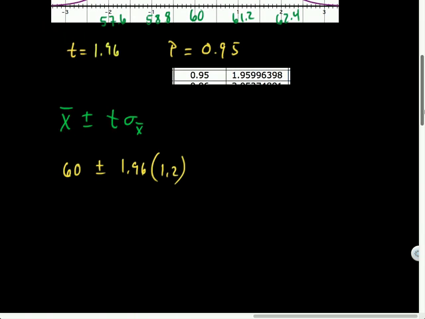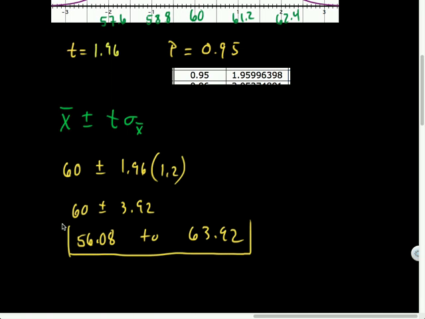So let's do this. 1.96 times 2, and I get 3.92. So I'll do 60 plus that. The upper end of my interval is 63.92. The lower end of my interval would be the same thing, subtract that, and I get 56.08. So what this is saying is that I'm 95% certain that the true mean is between 56.08 and 63.92.